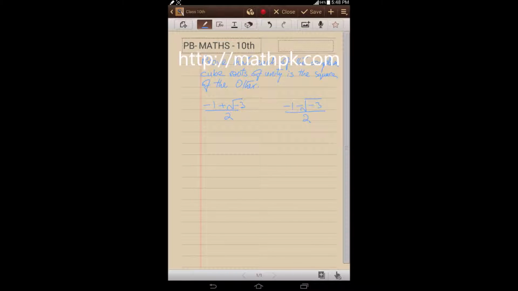So what do we need to prove? We need to prove that if we take the square of this one, it will be equal to this one, or vice versa. If we take the square of this part, it will be equal to this part. So we will do it one by one. We will prove both. Let's start with the left one.